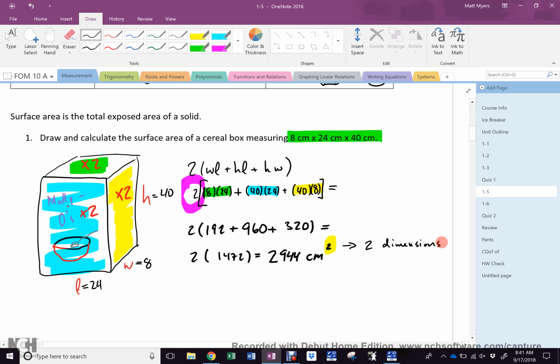The sheet's downstairs when you get called. The little card will be downstairs when grade 10s are called.